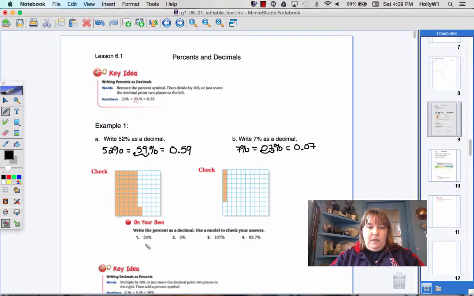Welcome back. So 24%, if we move the decimal point from where it was implied, 1, 2, we end up with 24 hundredths. If we do 3%, we're going to move over 2 spaces. We add a 0 here, so we end up with 3 hundredths. 107%. This was kind of tricky, but really if you just follow the rules, you're fine. If you divide by 100 or move the decimal point over to the left 2 places, you get 1 and 7 hundredths.